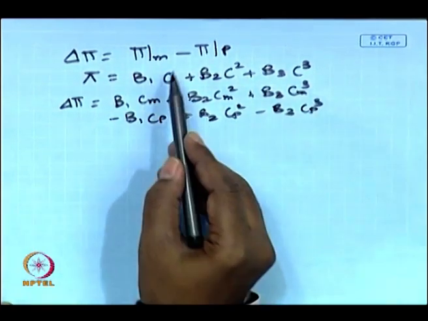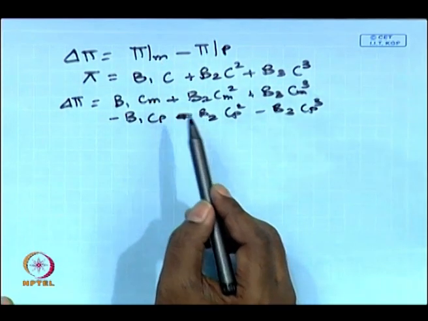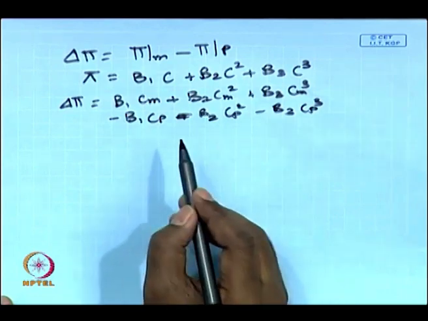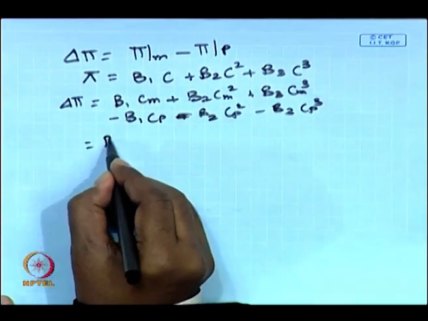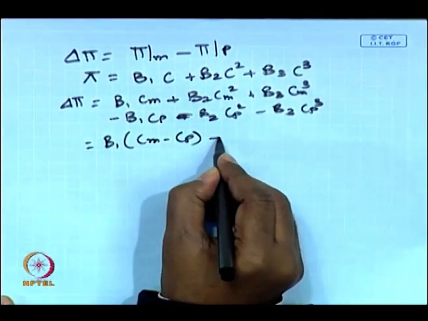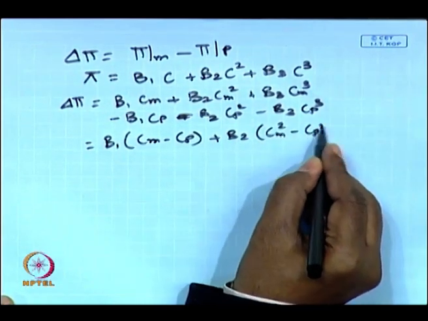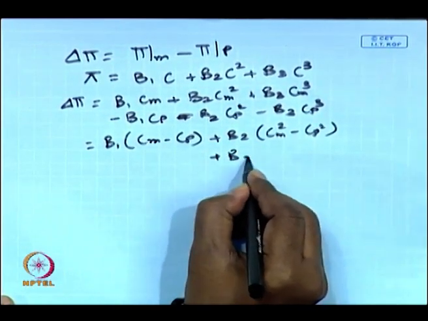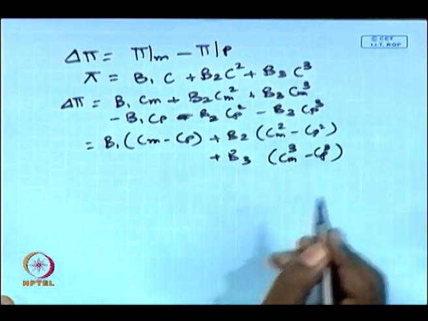So, at the membrane surface the concentration of solute is Cm, that is the concentration of the solute at the membrane feed interface, and Cp is the permeate concentration. Therefore, you can write this in a compact form: B1 Cm minus Cp plus B2 Cm square minus Cp square plus B3 Cm cube minus Cp cube.